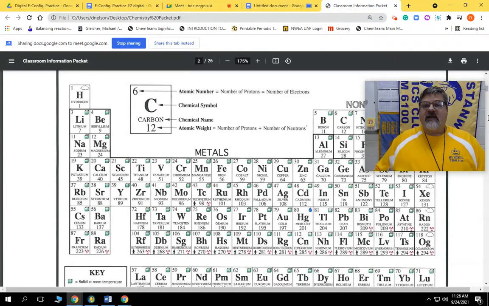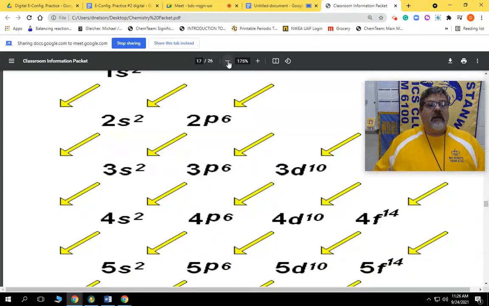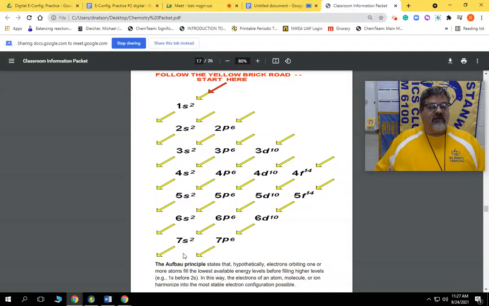So again, if we went back to our little diagram that helps us out, we're going to go to 7S2. So we're going to go all the way down to here. That's where we're going to stop. So we're going to do 1S2, 2S2, 2P6, 3S2, 3P6, 4S2, 3D10, 4P6, 5S2, 4D10, 5P6, 6S2. Stop. And we should be able to add all those up, and that should equal out to what we need to be.